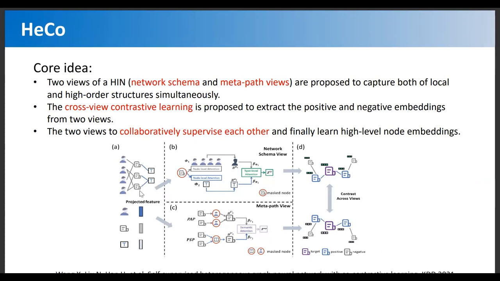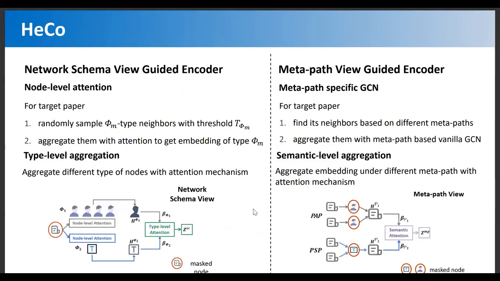The idea of contrastive learning is also extended to model heterogeneous graphs. In the representative work HeCo, we generate two contrasting views based on the concepts of heterogeneous networks. The first view is built based on the network schema, and the other view is based on meta-paths. We can contrast these two views to capture the key information that is shared in these views.